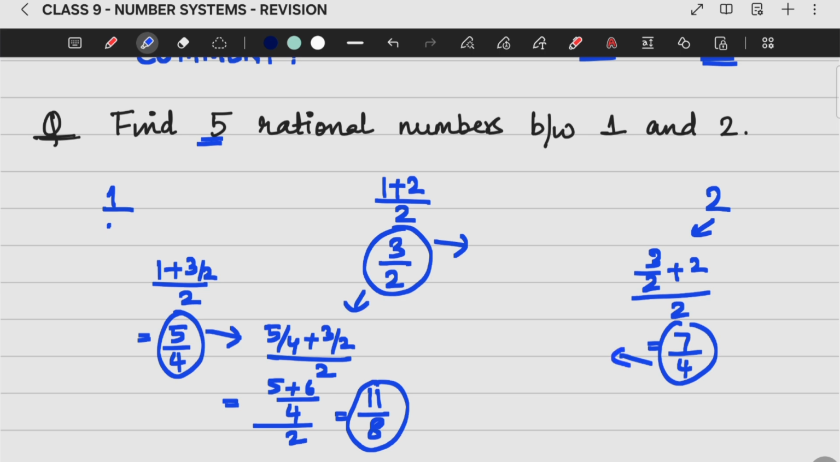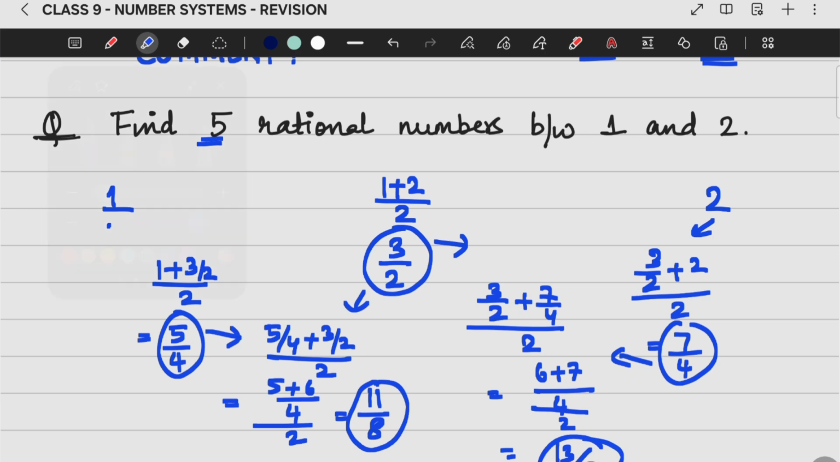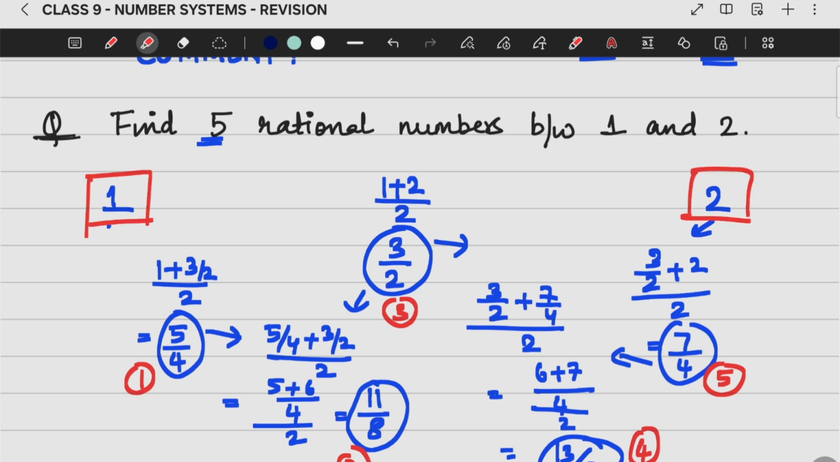Again, between 3 by 2 and 7 by 4, you can calculate (3 by 2 plus 7 by 4) by 2. So (6 plus 7) by 8, which is nothing but 13 by 8. So now you have calculated how many? This is 1, 2, 3, this is 4, and this is 5. 5 rational numbers between 1 and 2. But this is a tedious way of doing it, right? Because for every number you have to calculate (a plus b) by 2.